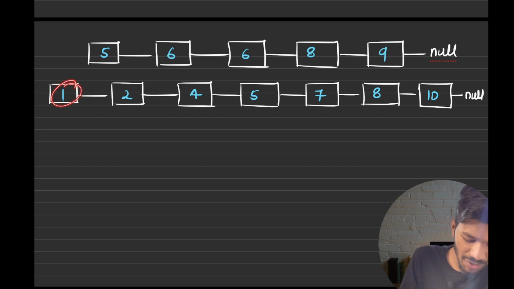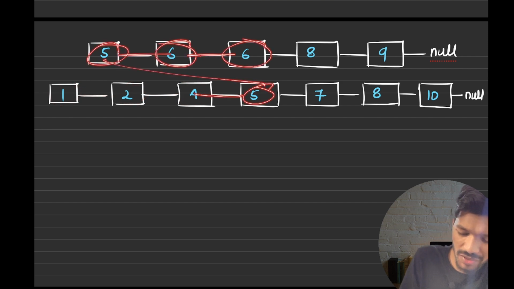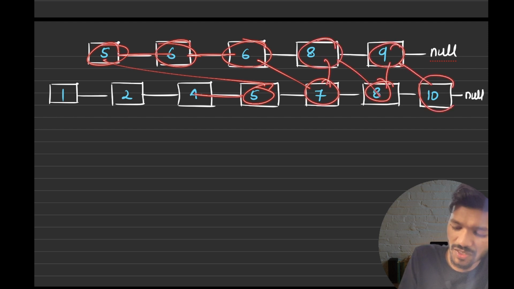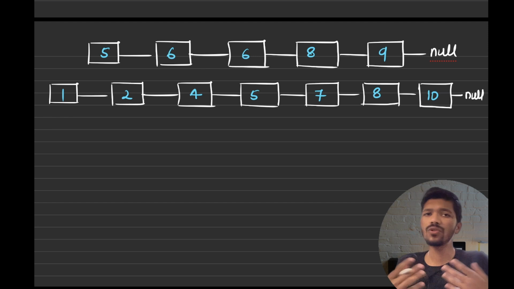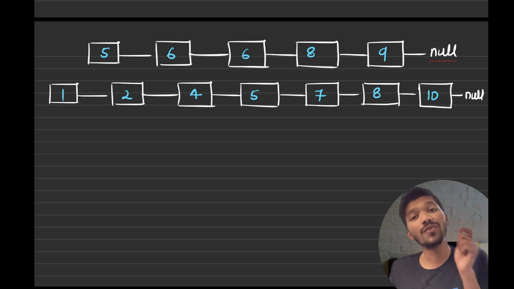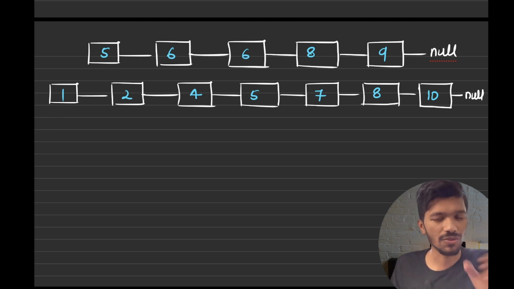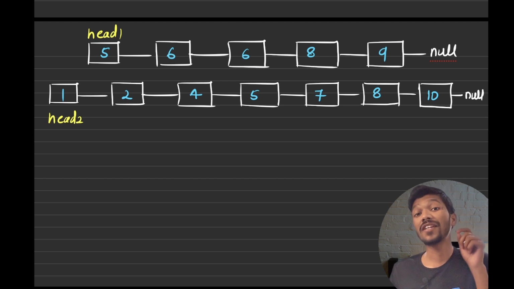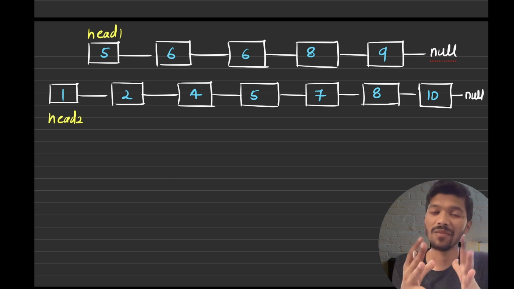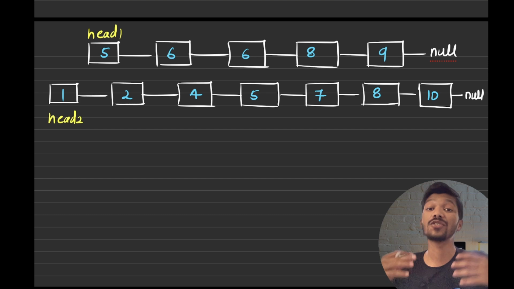For example, 1 is pointing to 2, 2 is pointing to 4, 4 will point to 5, 5 will point to 6, and in the other list 6 will point to 7, 7 to 8, 8 to 9, and it will simply point to 10, which means both the linked lists are already sorted. So we can make use of these nodes. Now let's check how we can make use of the sorted linked lists to merge them together inside the new sorted linked list.